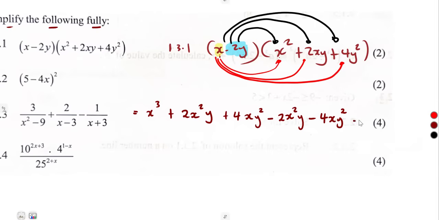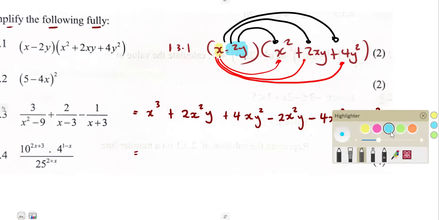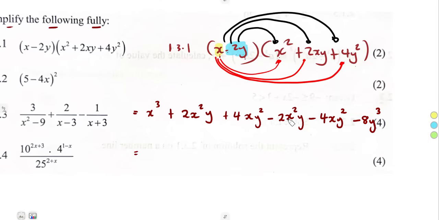So that is going to give us a negative. All right, negative times positive, that's a negative. 2 times 4, that's 8. Y times y squared, that's y to the exponent of 3. You simply add the exponents since we have got the same bases. Then collect the like terms.